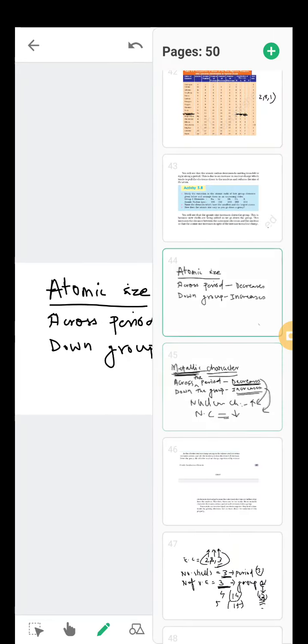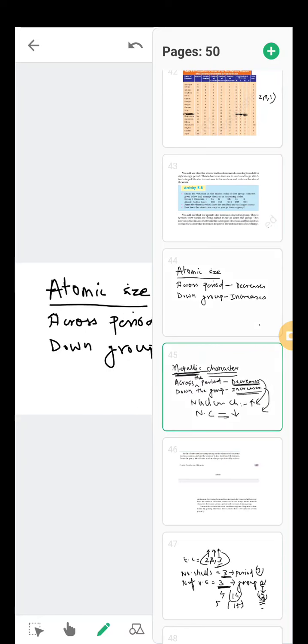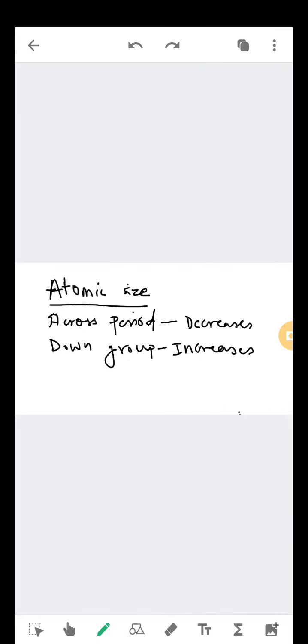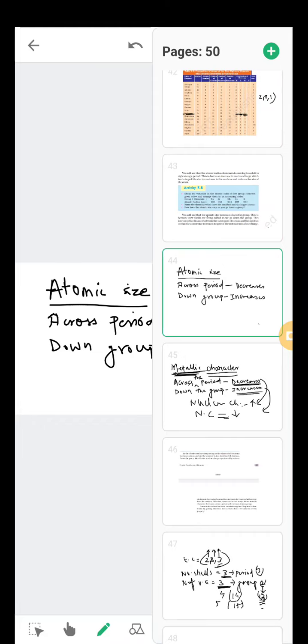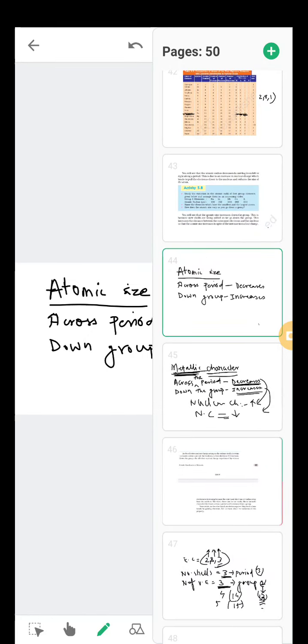So what happens to the metallic character across the period? It decreases. And down the group, it increases. These are the things you need to remember. The nuclear charge and the property, either it is atomic size or metallic character, you need to remember, okay. So both are pretty much similar, atomic size and metallic character. Across the period, it decreases. Down the group, it increases, okay. When you move from left to right, it decreases. When you move from top to bottom, it increases, okay.